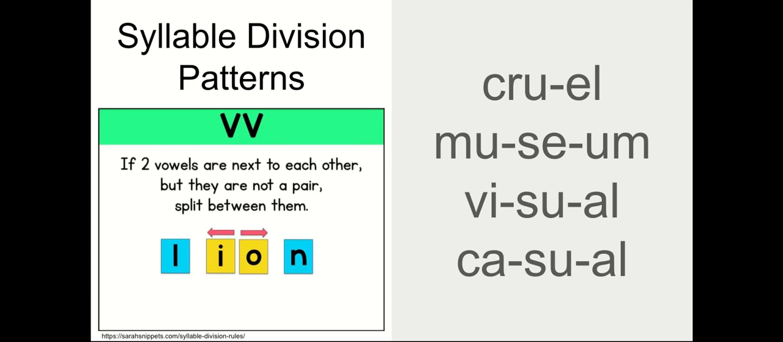In museum, even though it's a 3-syllable word, you notice that the E and the U in the second and third syllable are split to make e-um. So add the mu back in there, so mu-se-um. In the word visual, again, a 3-syllable word, the U and the A are split to make vi-su-al. And in the last example word, casual, again, it's a 3-syllable word, but I split the U and the A to make ca-su-al.